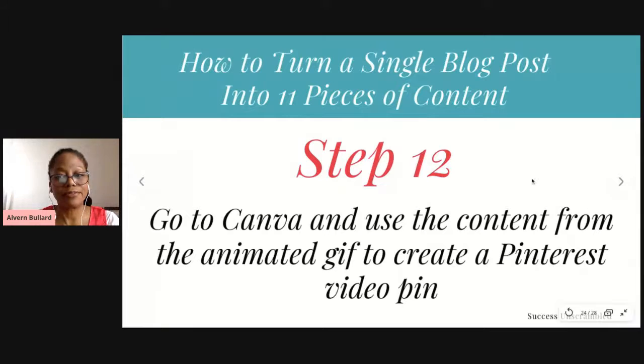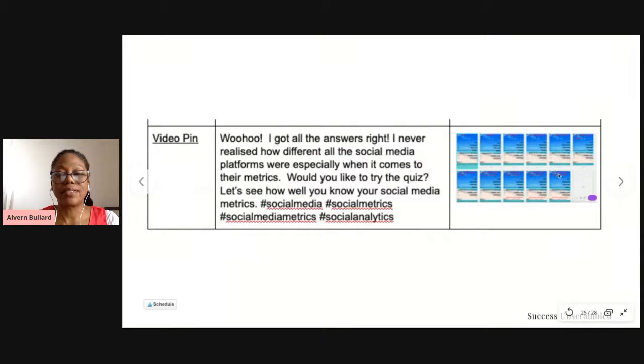Step 12, you go to Canva and use the content from the animated GIF to create a Pinterest pin video. So here it is, the same GIF I was using earlier. I use that now to create a video on Pinterest. So when I download it while I'm in Canva, instead of downloading it as PNG slides, I download it as a video. And then I can upload that to Pinterest.